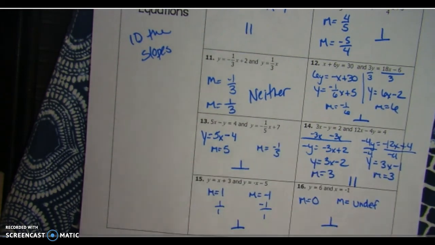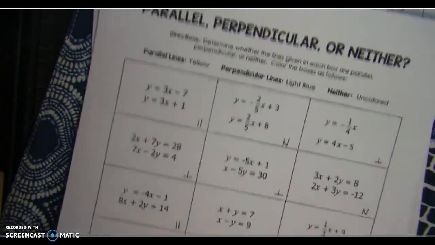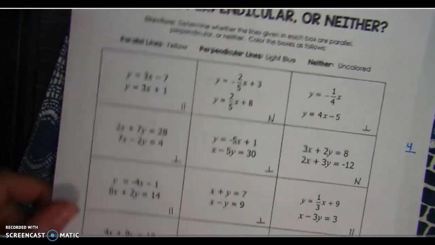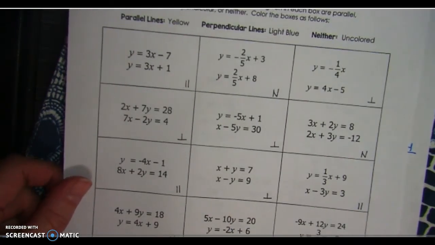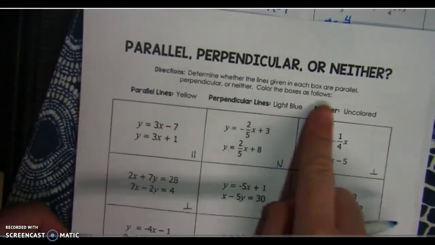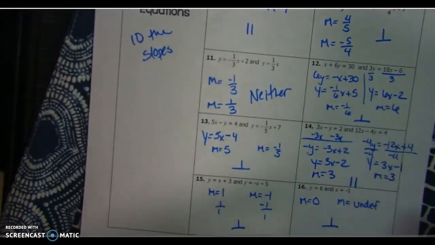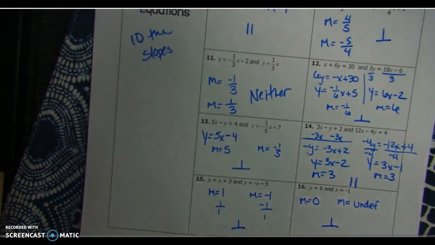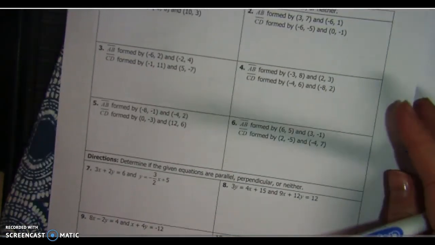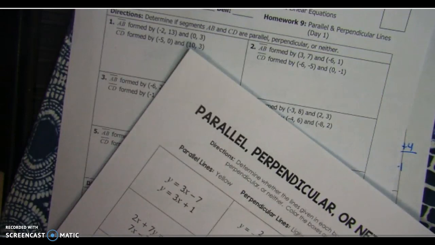All right, the next part, what you're going to do is grab this sheet from the sub. The sub will have the answers so you can check. If you want, you can feel free to color. If you don't have to, you don't have to. And then your homework is this guy. Okay? I will see you tomorrow.